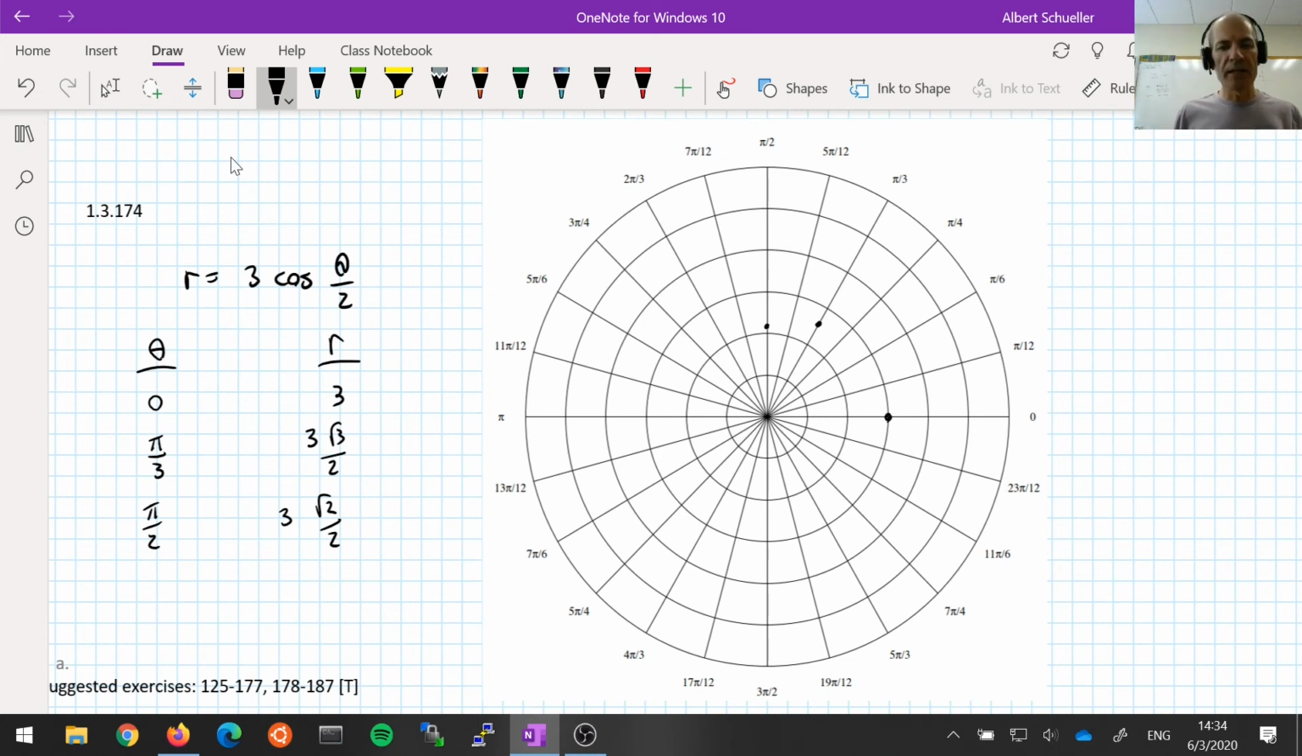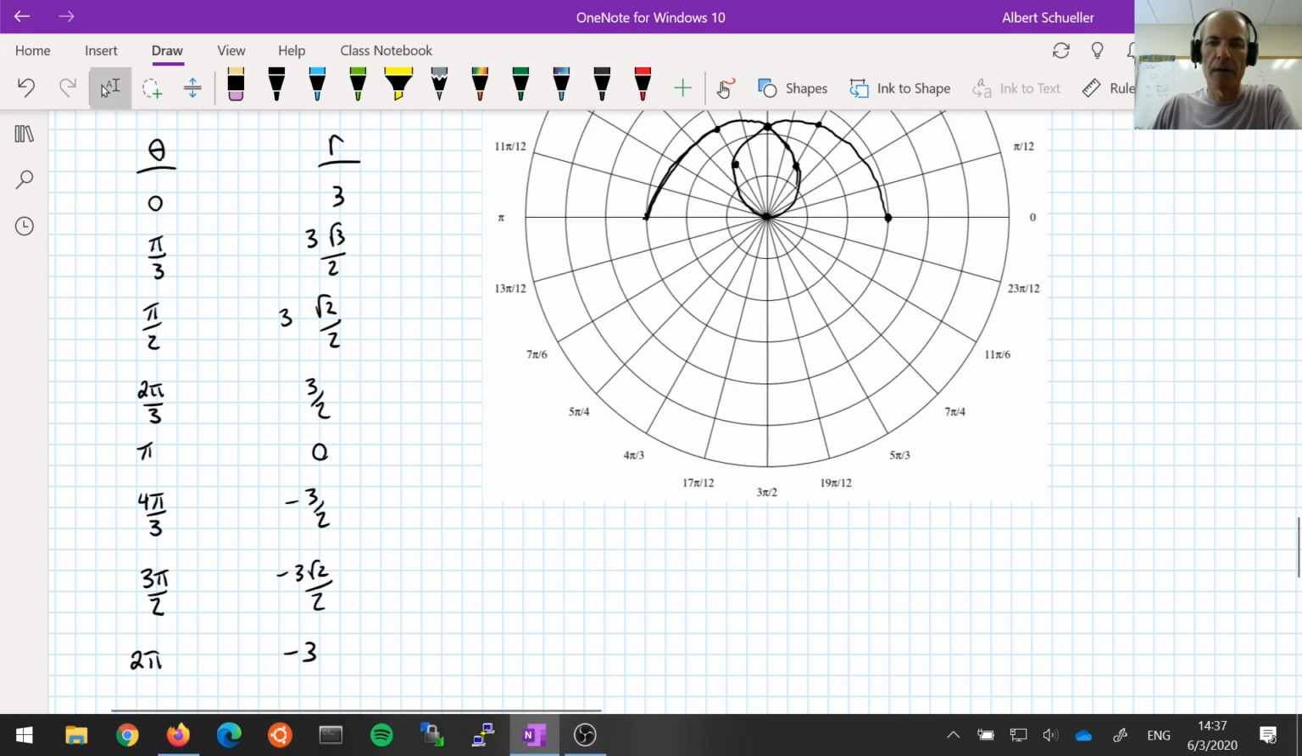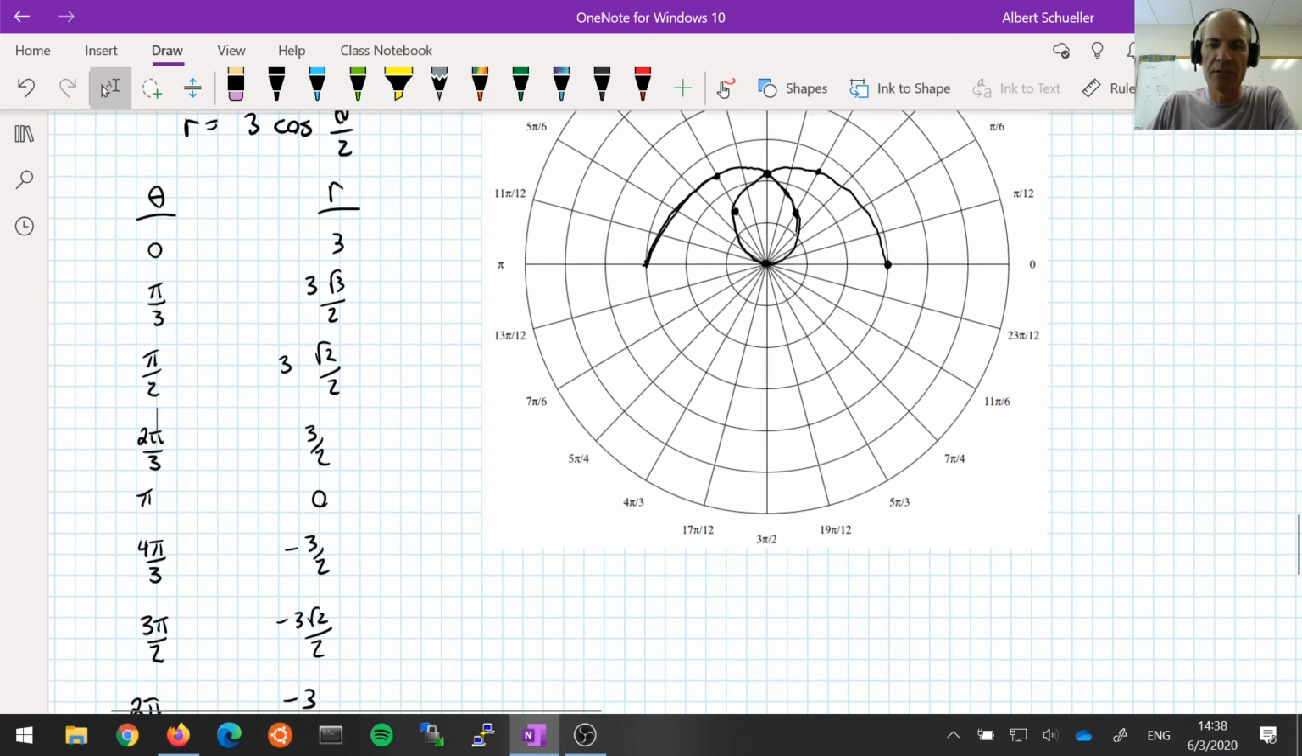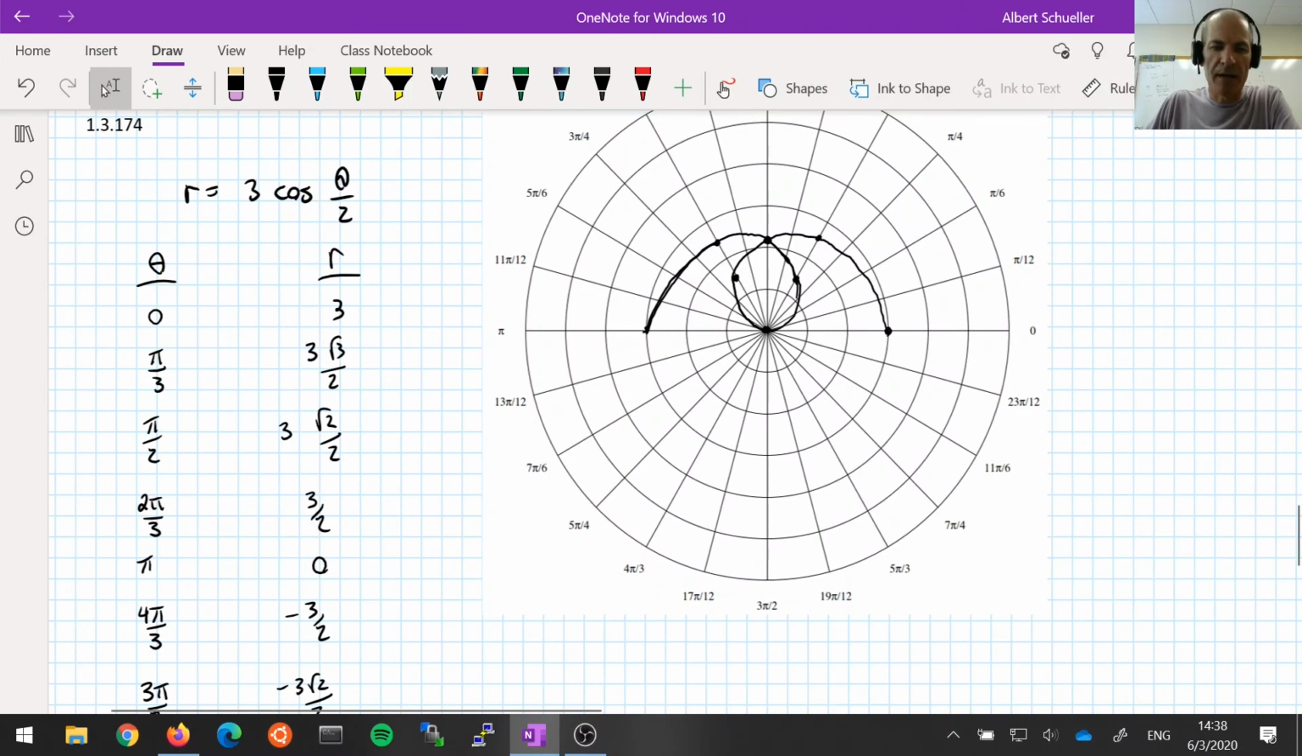All right, you know, we could keep going here. I'm going to jump ahead here and do a few more, and then I'll come back. All right, so while you were gone, I added a few extra points here. And I'm using symmetry, and what I know about cosine to fill in these dots. But notice when I get around to pi, when I plug in pi here, I get cosine pi over 2 is 0. So there's a point here that corresponds to theta equals pi.